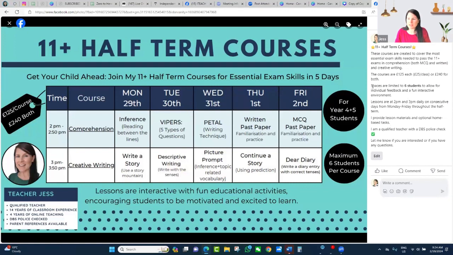Now, this one, I said spaces are limited to 6 students. And I found that during term time, ideally for me, I like to have 4 students in a class. But in the holidays, if I'm getting more people inquiring, then I'll take up to 6. So that's quite nice, because also I feel like in the holidays, and it's short courses, parents don't seem to mind as much having 6 kids in a class, which is quite nice.